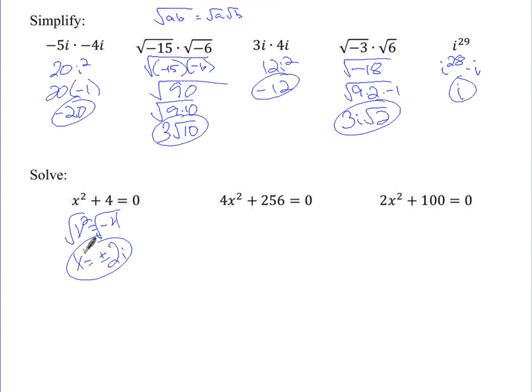How about the next one? What should we do? Subtract 256 from both sides. 4x squared equals negative 256. Now what? Divide everything by 4 and you get x squared equals negative what? 64. Now what? Square root both sides and you get x equals what? Plus or minus 8i.